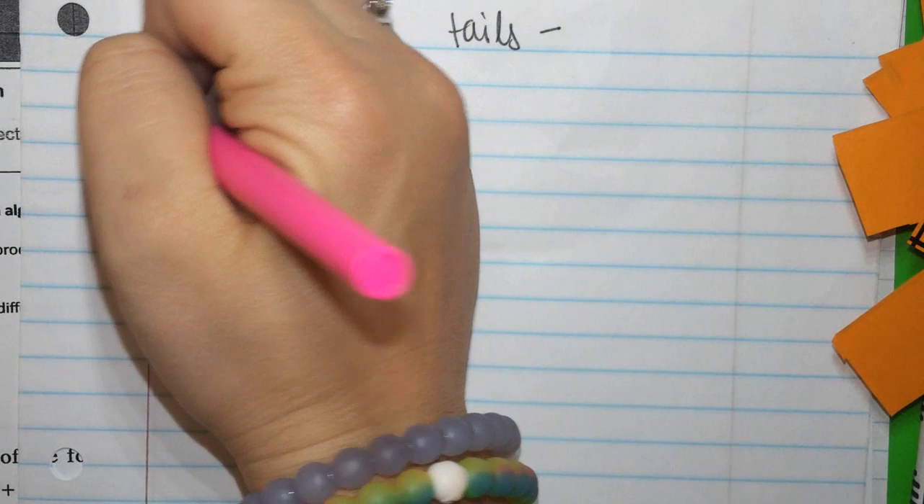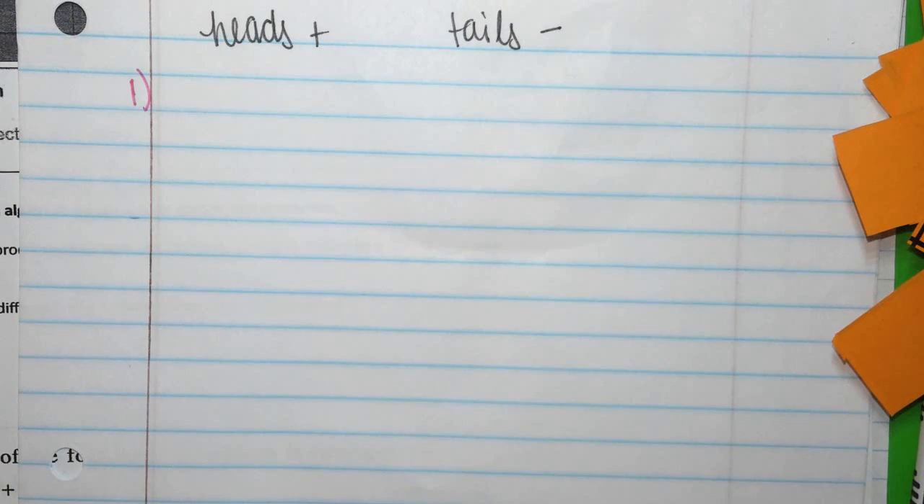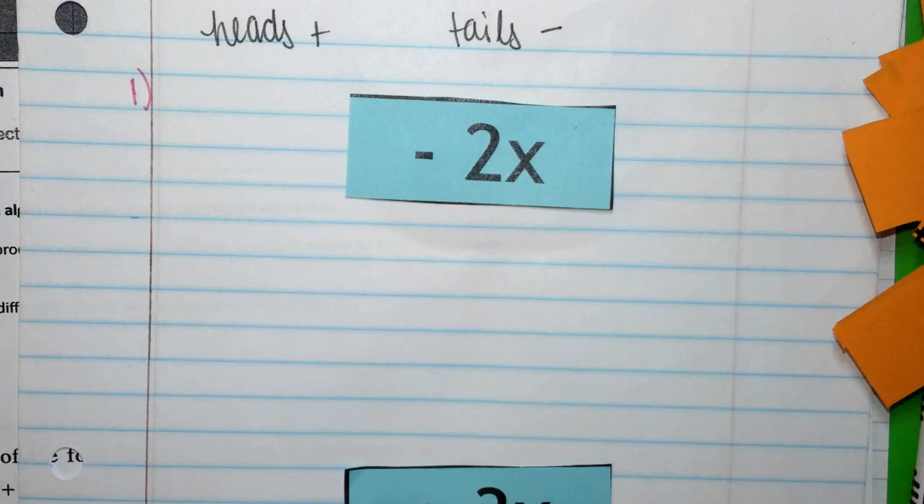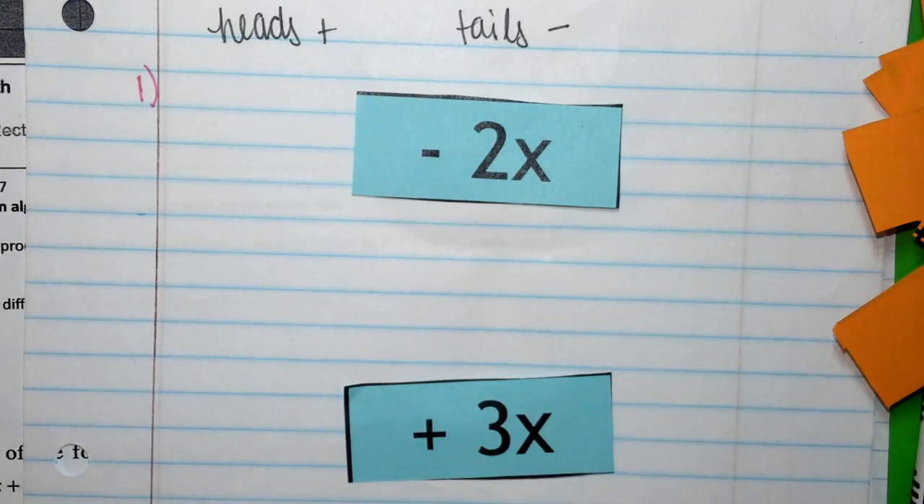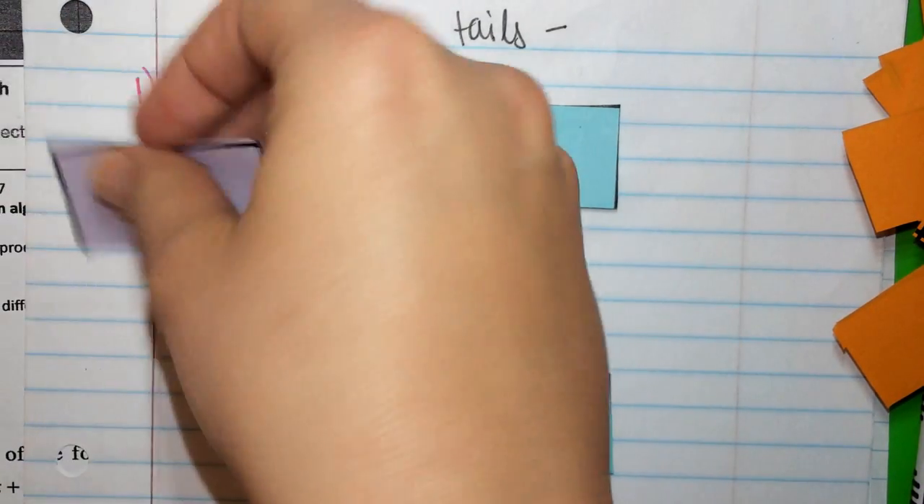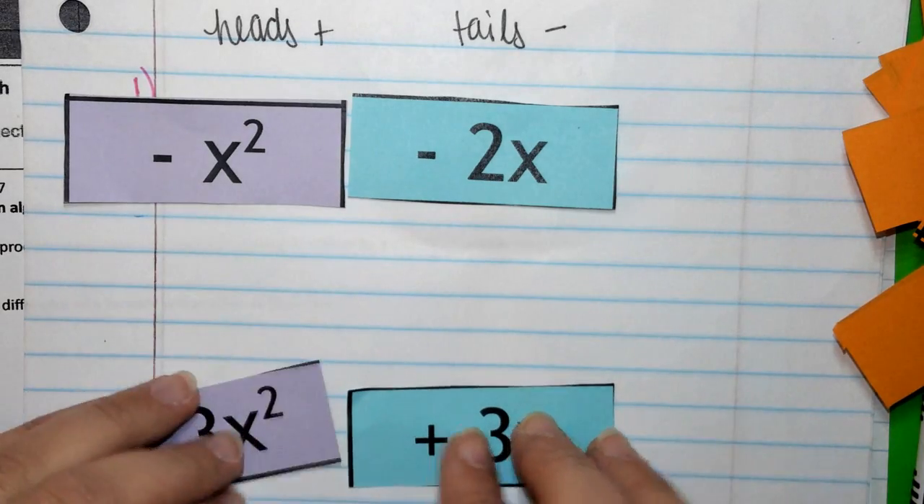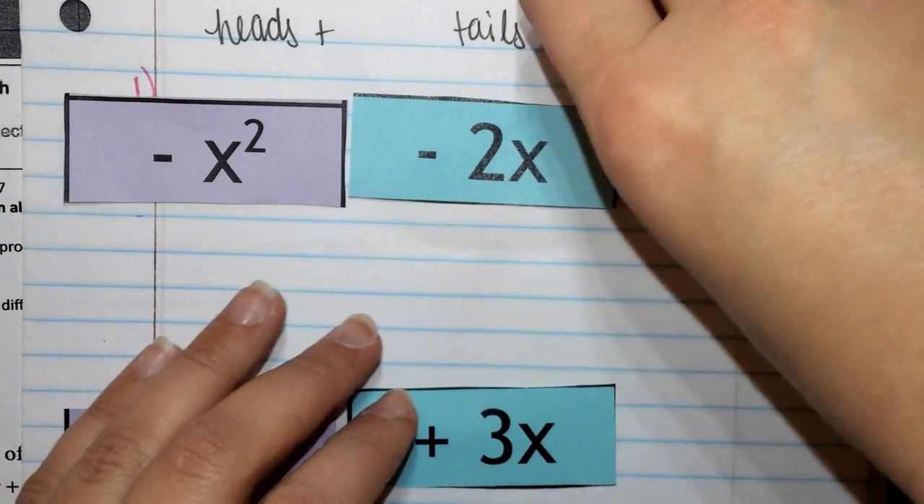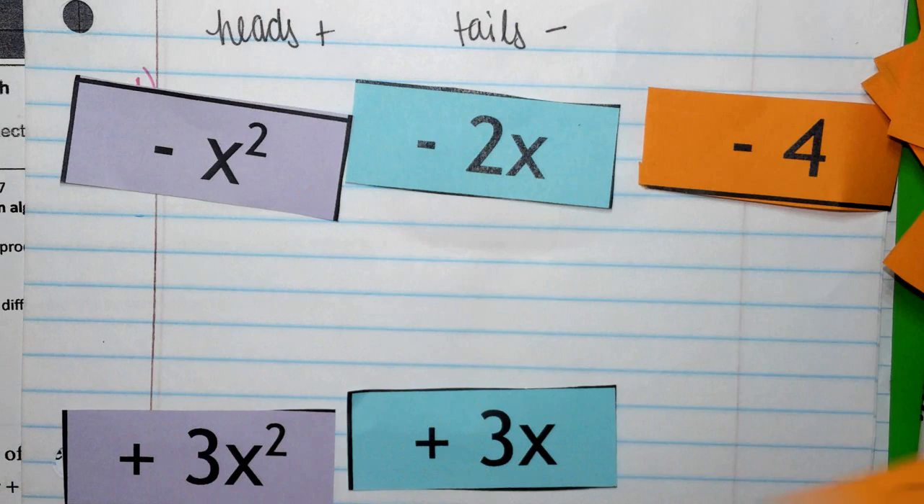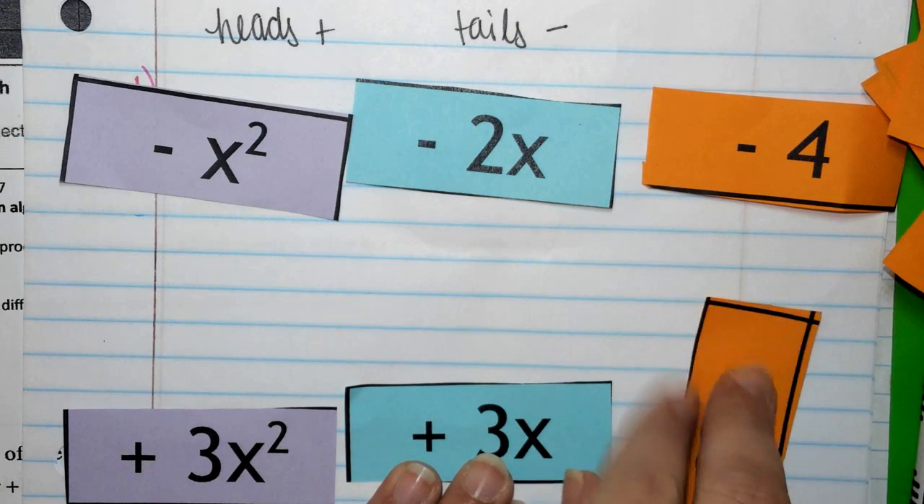Now you're going to write number 1. And this is what we're going to do. Each person is going to pick 2 strips of each color. So I'm going to pick 2 blue, 2 purple, and 2 orange.